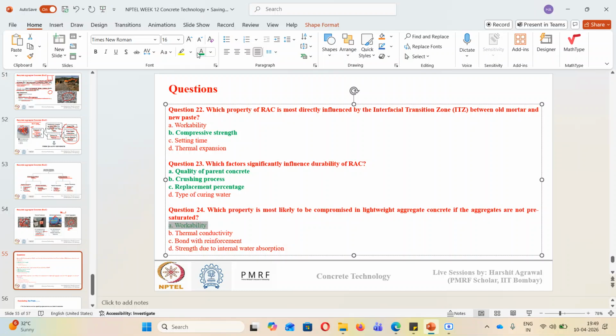Why? Because lightweight aggregates are highly porous, and they absorb water from the mixture. We know that water absorption and moisture absorption is a very important factor when we do mixture design. If we don't take into account the water absorption capacity of lightweight aggregates properly, they will consume water from the water that we added for reaction. So they will effectively reduce the water to cement ratio. They will make concrete dry and less workable.